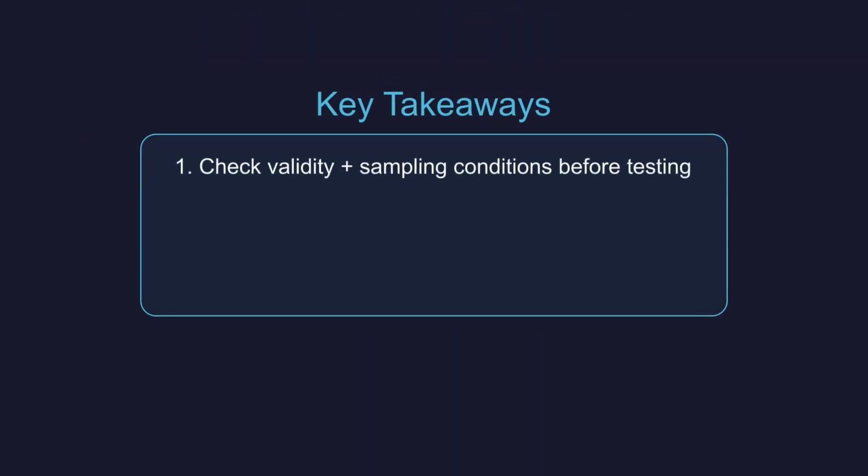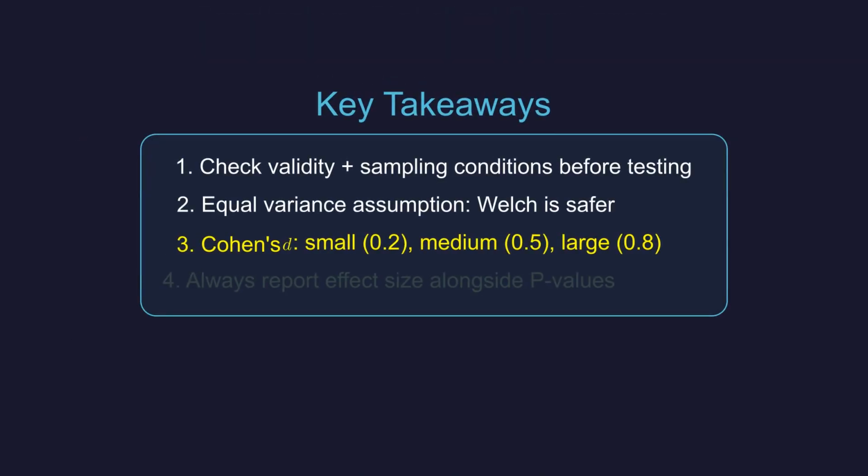In summary, always check validity and sampling conditions before running a t-test. The Welch procedure is safer when variances may differ. Cohen's d gives you a standardized effect size: small at 0.2, medium at 0.5, large at 0.8. And always report effect size alongside your p-values to tell the full story.